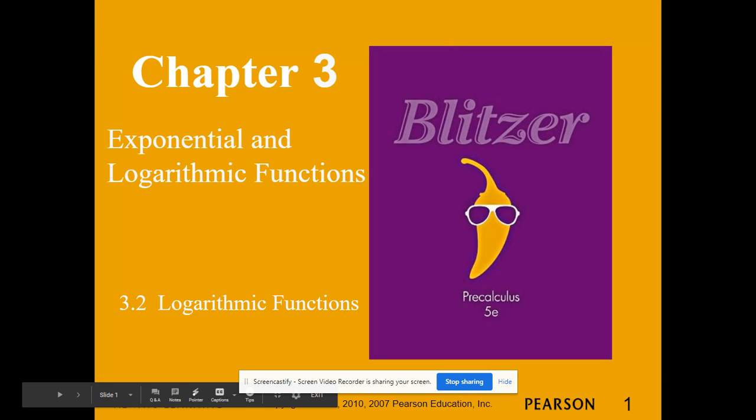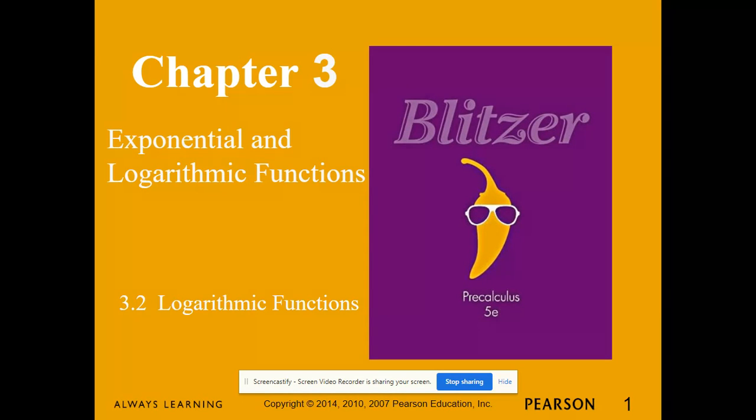Welcome to the lesson on logarithmic functions. So we spent a whole lesson on exponential functions. Log functions are essentially, we'll take a look at what that means.